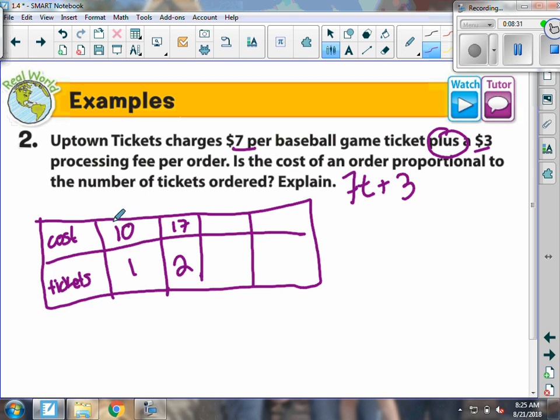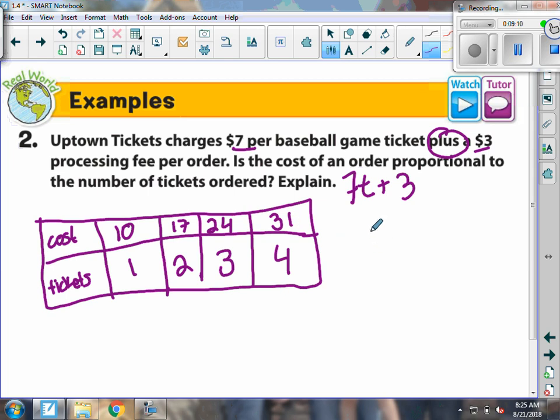Okay? If you just take your cost for 1 ticket and multiply it by 2, that's the same thing as adding a $6 processing fee. But we only want a 3. So we have to find out how much the tickets cost and then add the processing fee at the end. So for 3 tickets, that's going to be 7 times 3, which is 21, plus our $3 processing fee is 24. And for 4 tickets, that's 7 times 4 is 28, plus our $3 processing fee is 31.